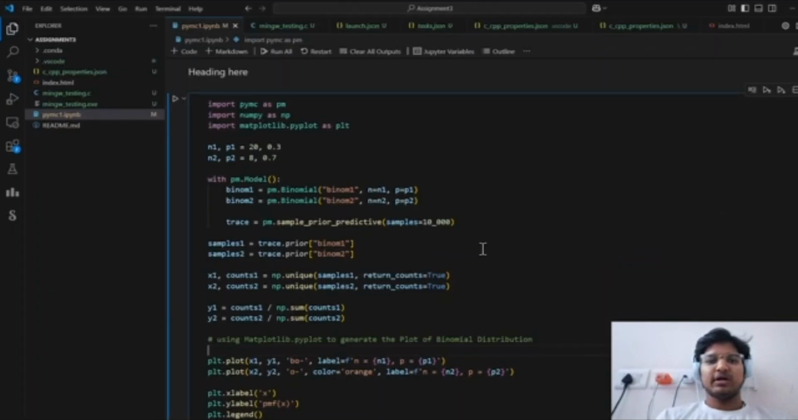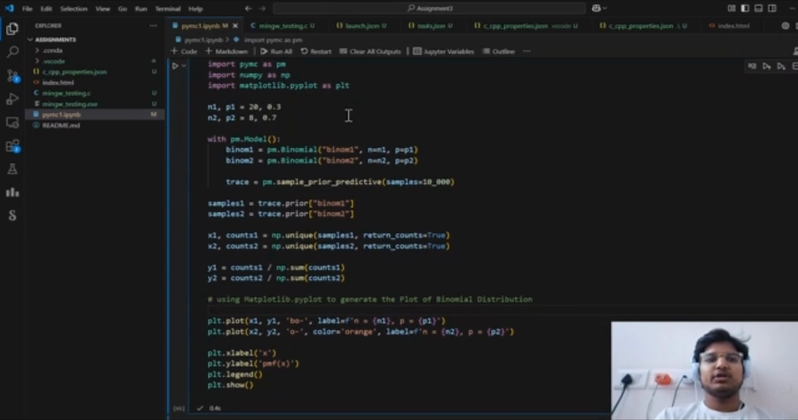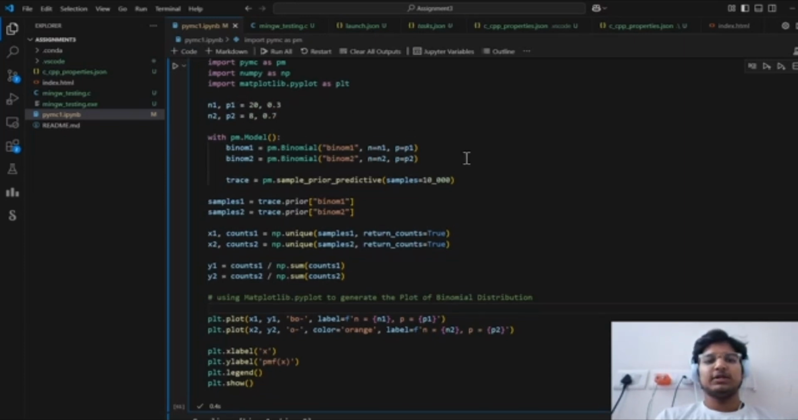So here is the code I have written to generate two binomial distributions. Here are three libraries which I have imported. N1 and p1, n2 and p2: I have generated two binomial distributions in this. So n1 and p1 are the number of trials and probability of success, and respectively n2 and p2.